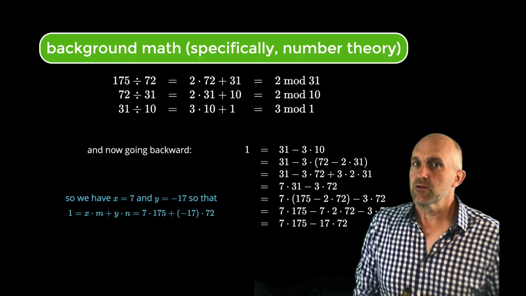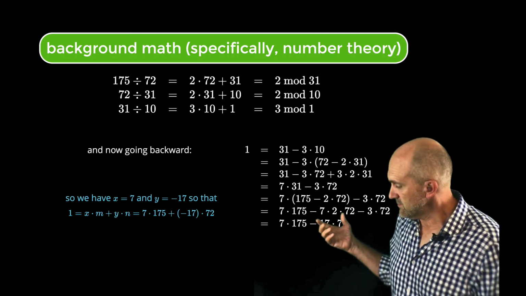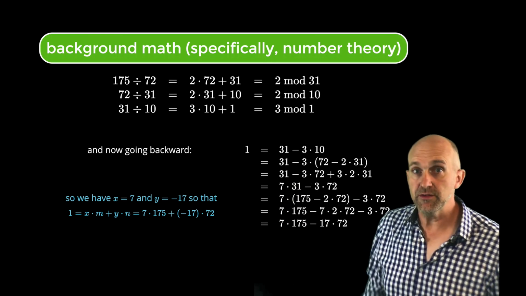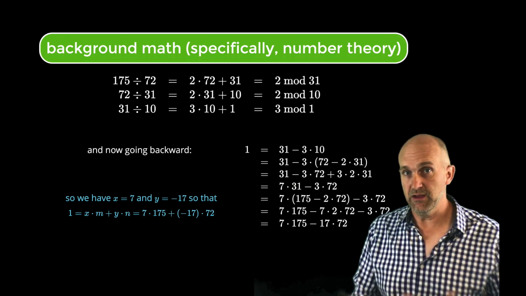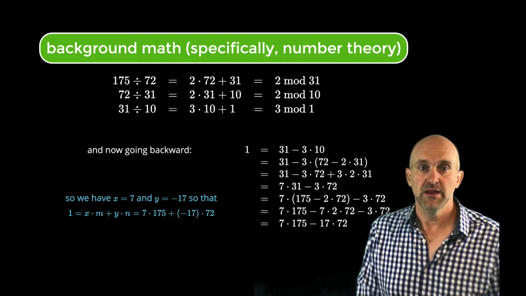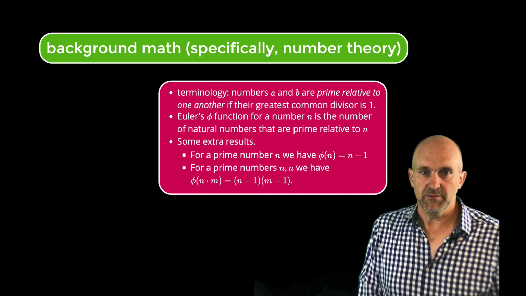Now this is going to be crucial because what we want to do is use the properties of these numbers in order to describe a deciphering function, so an encoding and decoding function. So this brings me to the next part.